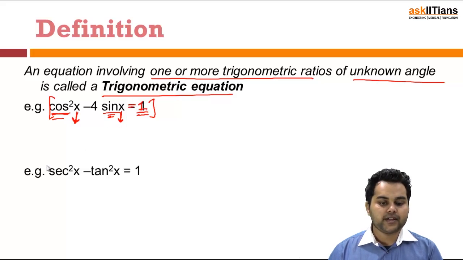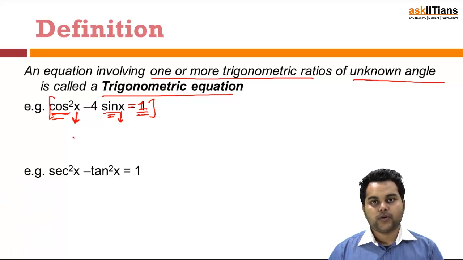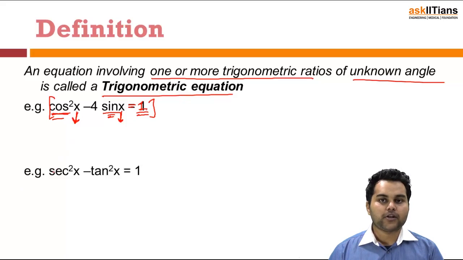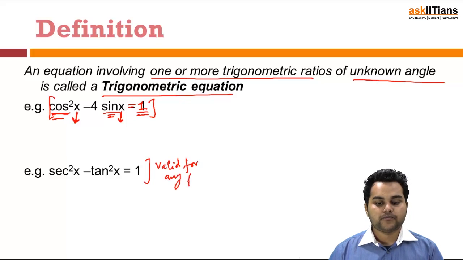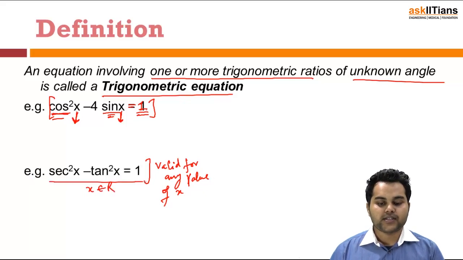Next example I can take is sec square x minus tan square x is equal to 1. Now sec square x minus tan square x is equal to 1, you must have already heard this. It's a basic trigonometric identity. Now what's an identity? Identity means it is valid for any value of x. So it does not matter what value of x you put in, this equation would be satisfied for all values of the unknown angle.